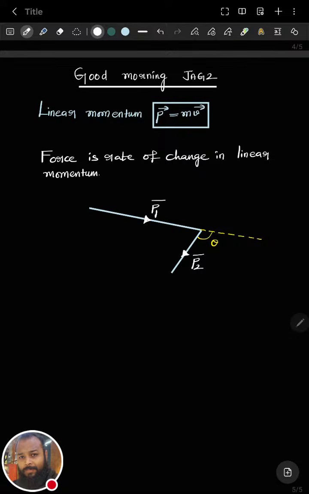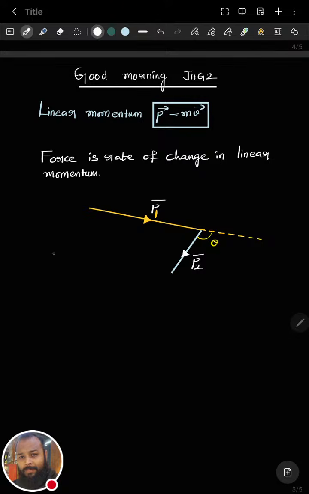So this is the direction of p1 bar, correct? p1 bar was going in this direction. Now it turned by angle theta. So we know this is the head, and this is the head of the other one. We have to join the heads or join the tails. So now the angle between p1 bar and p2 bar is theta.